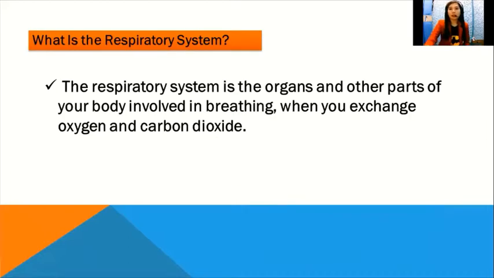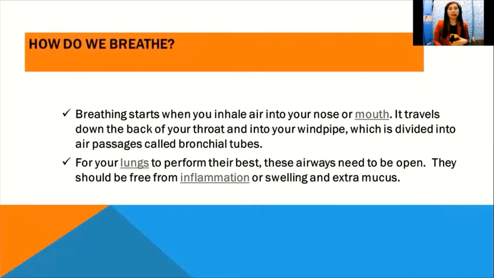Exchanging all these things is when you breathe. So, how do we breathe? Breathing starts when you inhale air into your nose or your mouth, and it travels down the back of your throat and into your windpipe, where it divides into air passages called bronchial tubes. When you are inhaling, for example oxygen, it goes down starting from your nose or nostril, or your mouth, and then goes to your windpipe, and it goes along to the different parts of the lungs.